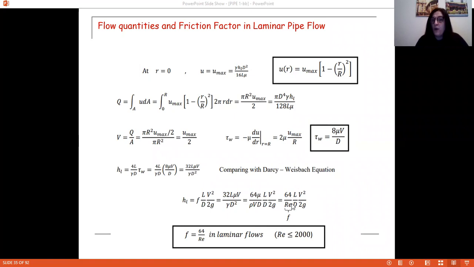So now, if we compare this with the Darcy-Weisbach equation, instead of f I have 64 divided by Reynolds, times L over D, V squared divided by 2g. So we can conclude that f, which we had derived to be a function of Reynolds number and relative roughness epsilon over D, for laminar flow is equal to 64 divided by Reynolds number only.